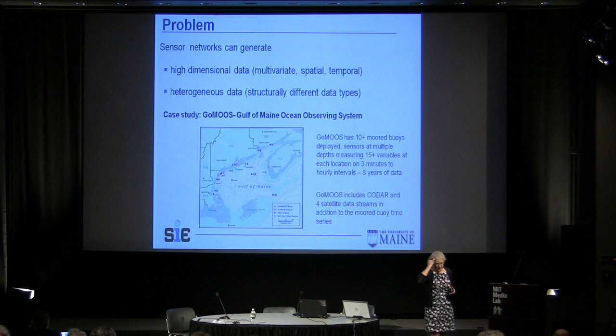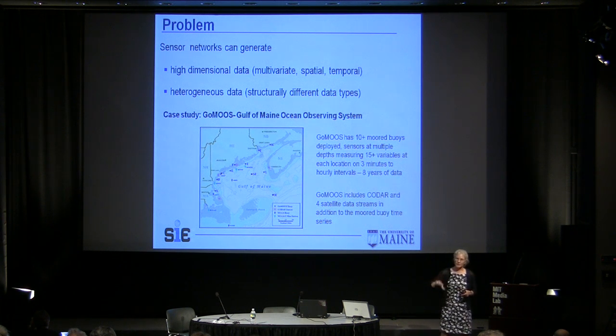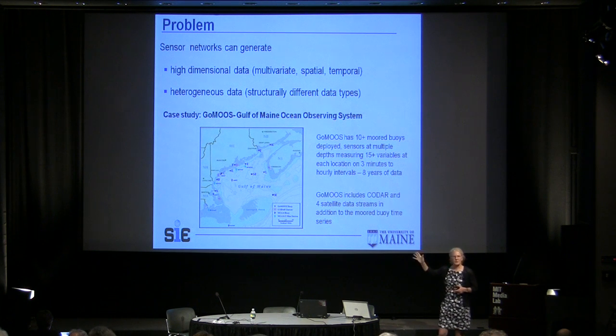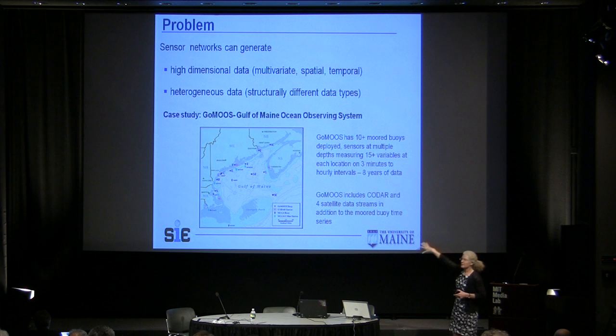So the particular case study that we've been targeting for this is an existing data set. The case study is this Gulf of Maine Ocean Observing System. It's been in place for over 8 years now, so there's 8 years of data. The spatial component is probably the most sparse. There are on the order of about 10 moored buoy locations in the Gulf of Maine, which you see on the map.